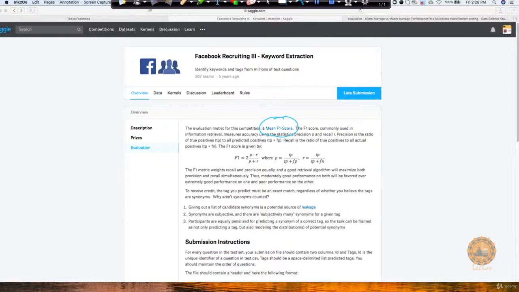If you recall, we have two things: precision and recall. This is your precision, which is true positive divided by true positive plus false positive. And this is recall, which is true positive divided by true positive plus false negative. We used to compute F1 score using this method. So we know about F1 score, but what we have to figure out is mean F1 score.